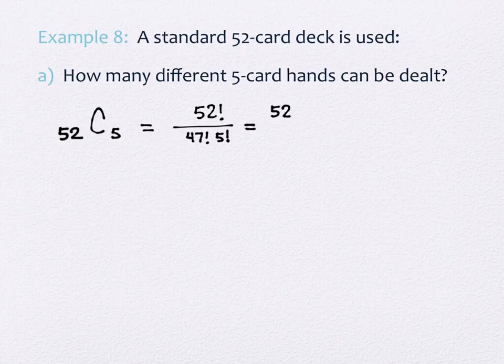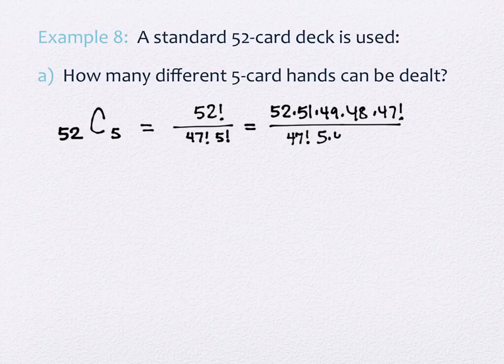So we're going to do 52 times 51 times 49 times 48 times 47 factorial over 47 factorial. And then we have 5, 4, 3, 2, and 1. All right, so our 47 factorials cancel. Let's see if we can reduce. You could multiply the top, multiply the bottom, but let's see if we can reduce these. Do you see any number that will cancel with your 5?